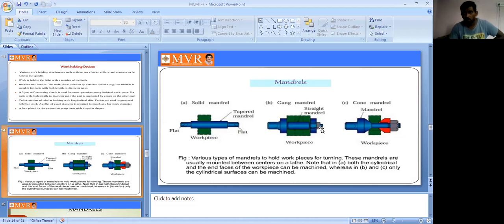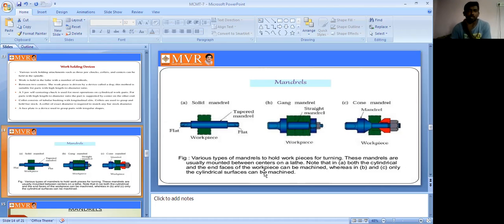Next one is the cone mandrel. See here, this is cone shaped, so that is why it is called a cone mandrel. This is the workpiece. These are the different types of mandrels, which are work holding devices for turning. For turning purposes, we can use these types of mandrels.